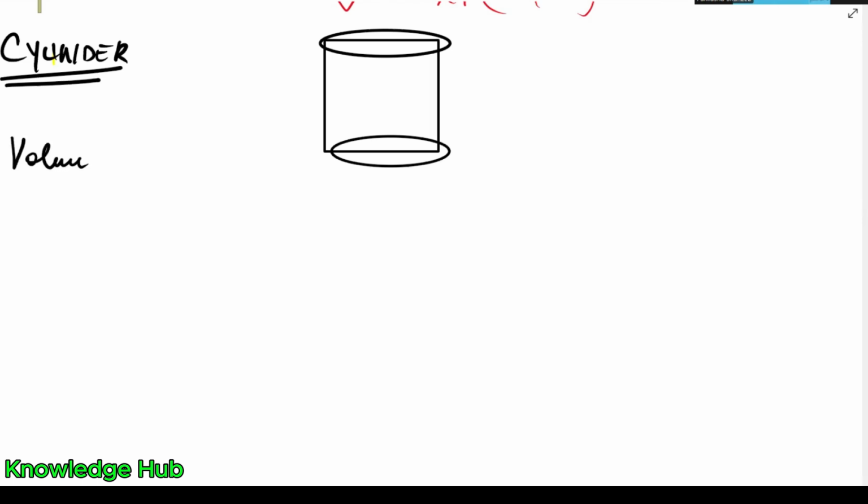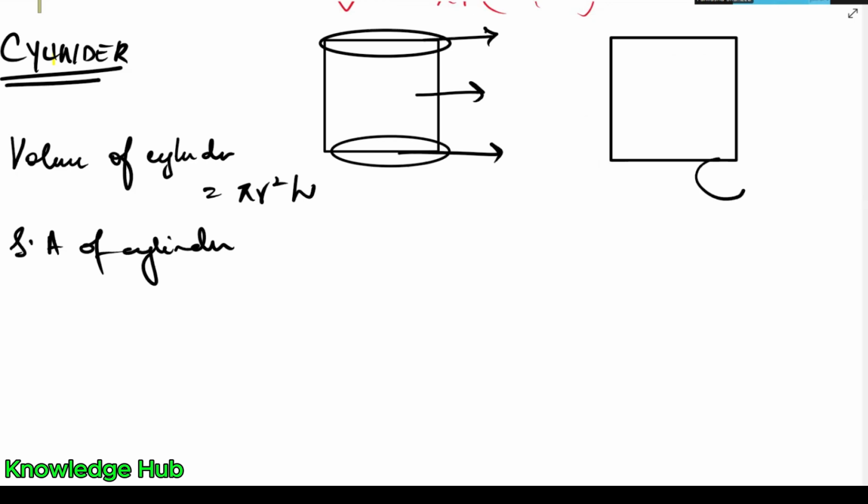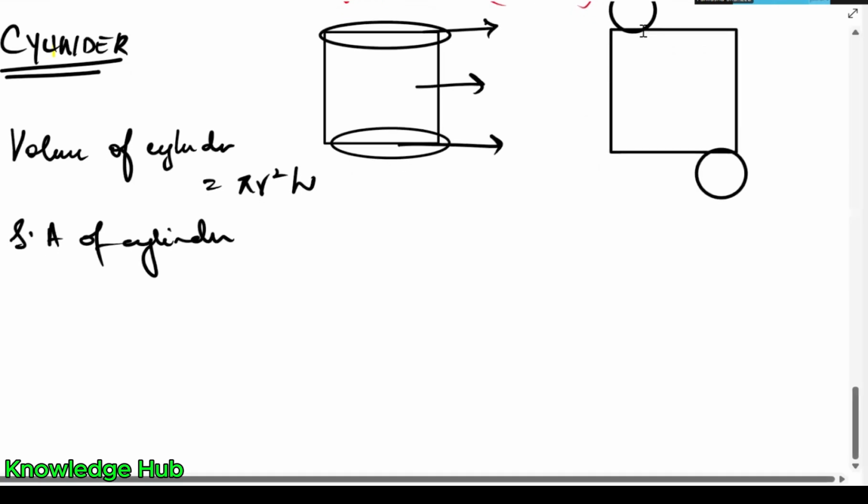So the volume of a cylinder is pi r square h. And for the surface area of a cylinder, what do we have? Again, we have this, and we have this. Let's make a net of a cylinder. So the net of a cylinder looks like this. So we have three things.